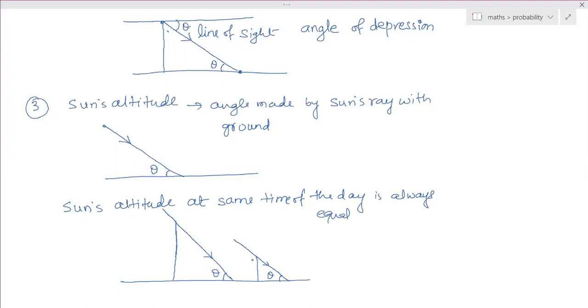Exactly at the same time of the day, one tower is standing beside the other, and one girl is standing. So their shadows are made at the same time of the day. When the shadows are made, the rays reach the ground from the topmost point. So that angle is always equal. Okay, ma'am.